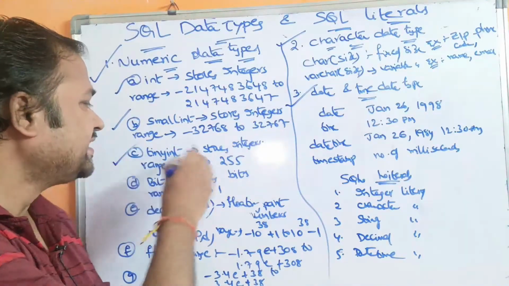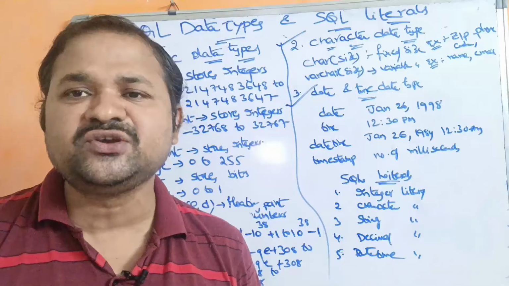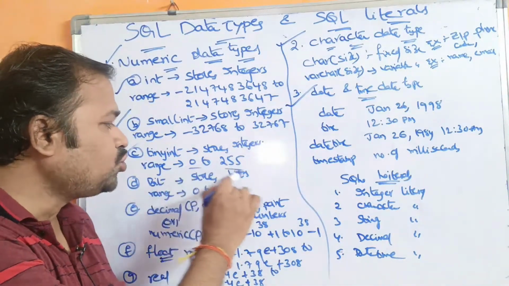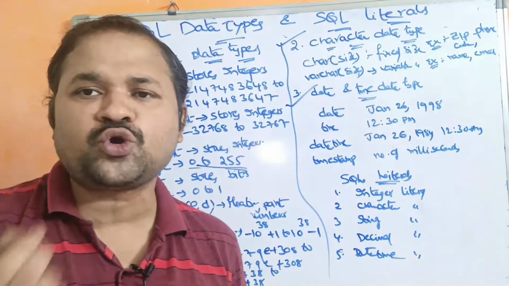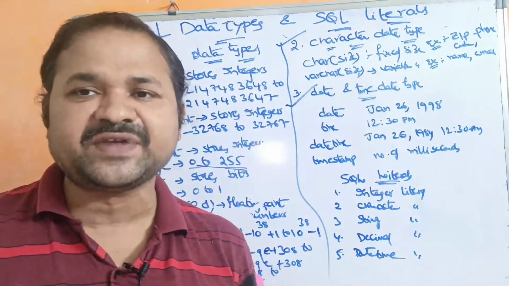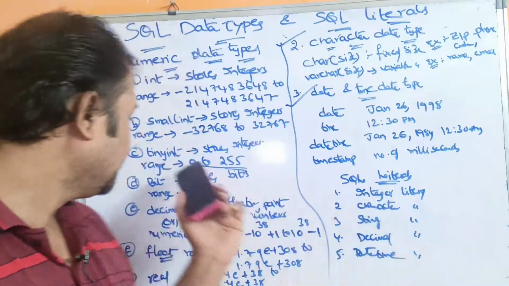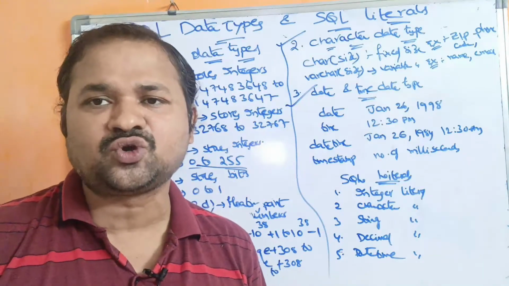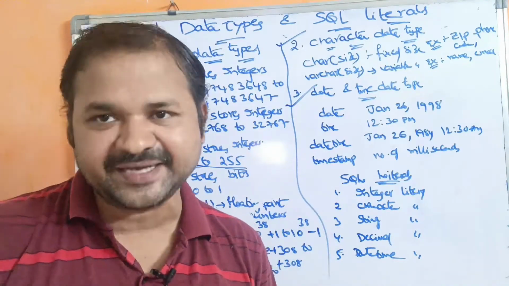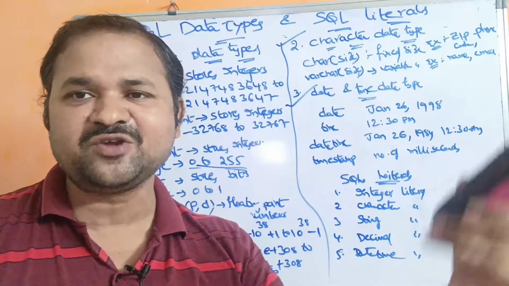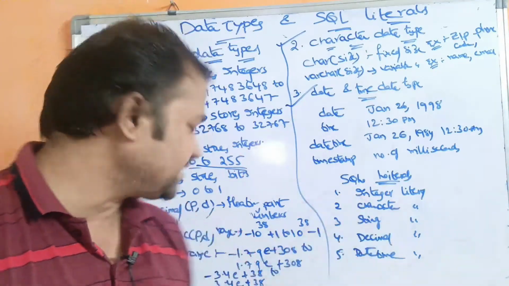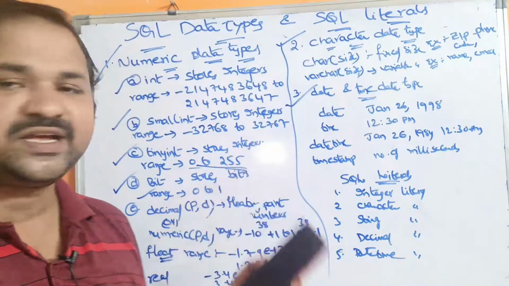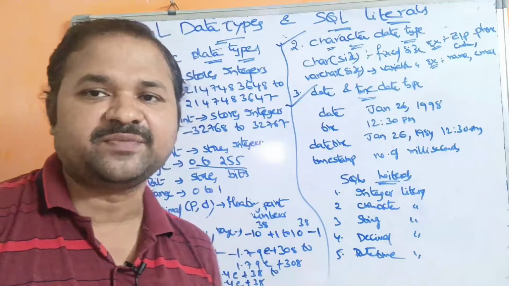So if you want to store a number in between this range, then we can go for smallint. And the third one is tinyint. Tinyint is also useful in order to store integers, but the range here is 0 to 255. So if you want to store a number between 0 and 255, then we can go for tinyint. And the next one is bit. It is useful in order to store information in the form of bits. A bit value may be either 0 or 1, so here the range is from 0 to 1. We can store only two values, either bit 0 or bit 1.